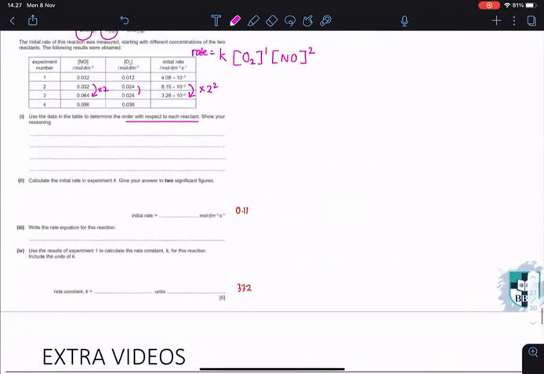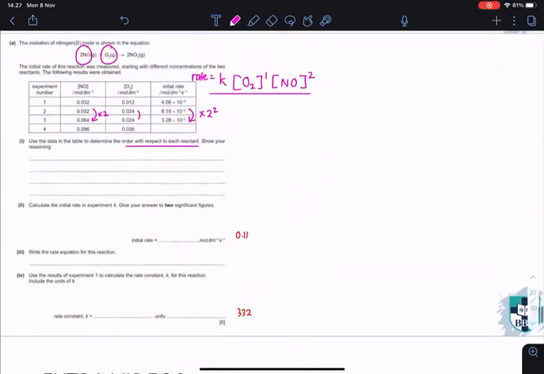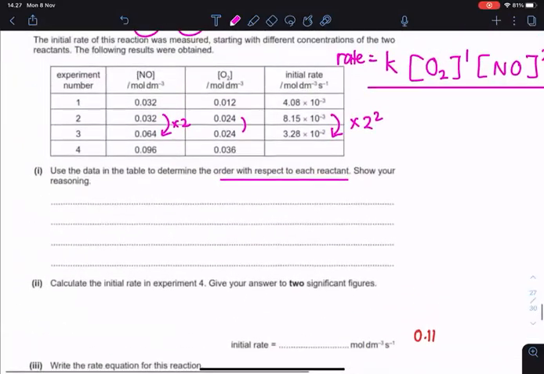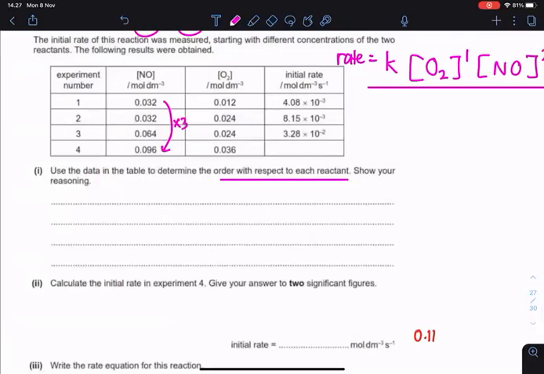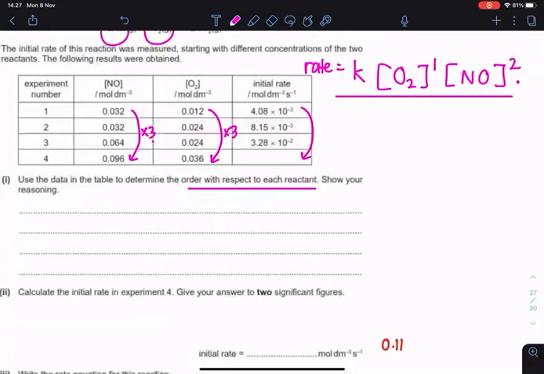But in the end, you are going to get this rate equation. And they ask you to calculate the initial rate in experiment 4. So, once you know how it applies, you can see from 1 to 4, this is going to be times by 3, and then here, this is also going to be times by 3. So what will happen over here? For NO it is going to be square, so it means this one must be 3 to the power of 2.